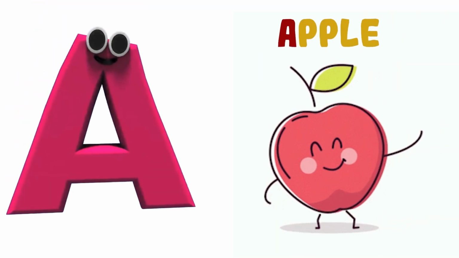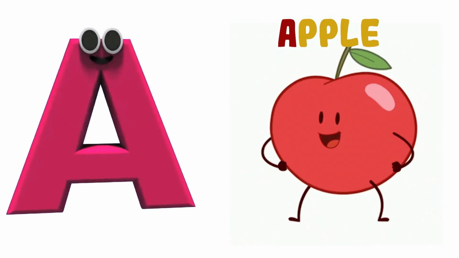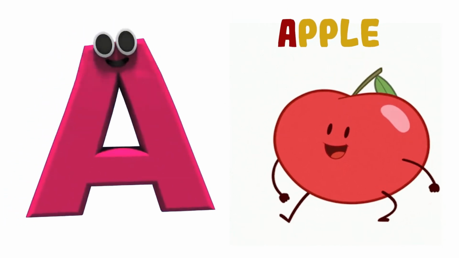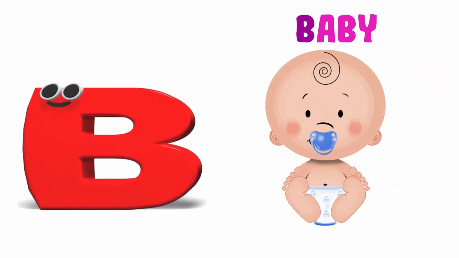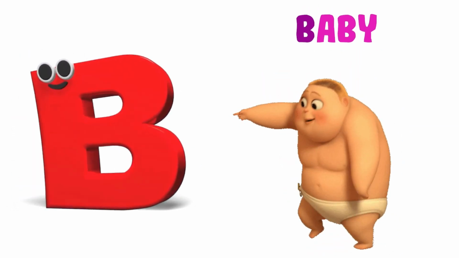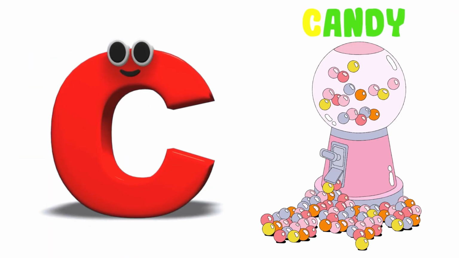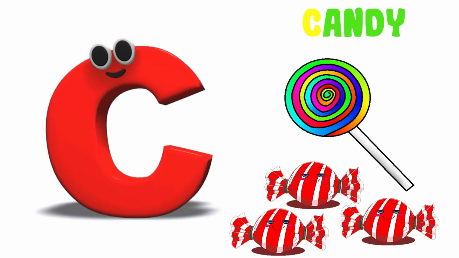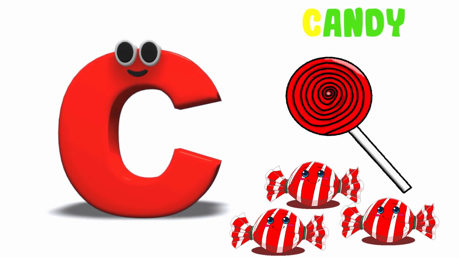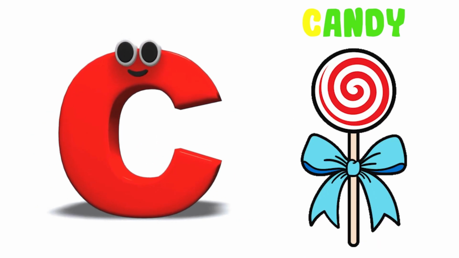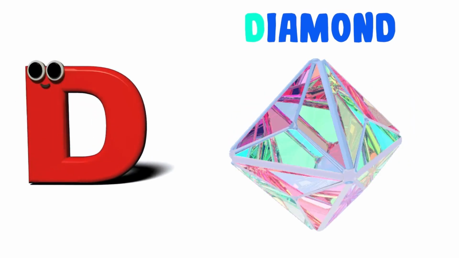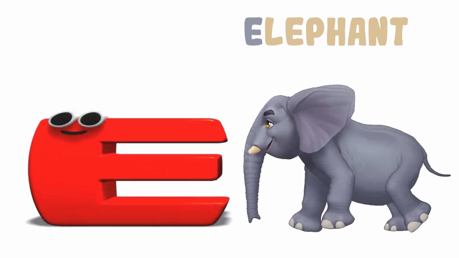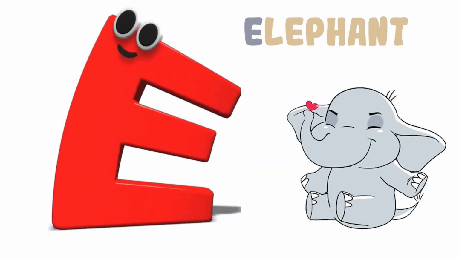Do it again. A is for apple, a, a, apple. A, apple. B is for baby, b, b, baby. B, baby. C is for candy, c, c, candy. C, candy. D is for diamond, d, d, diamond. D, diamond. E is for elephant, e, e, elephant.